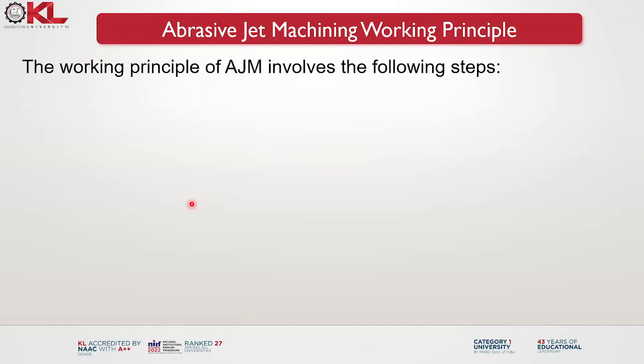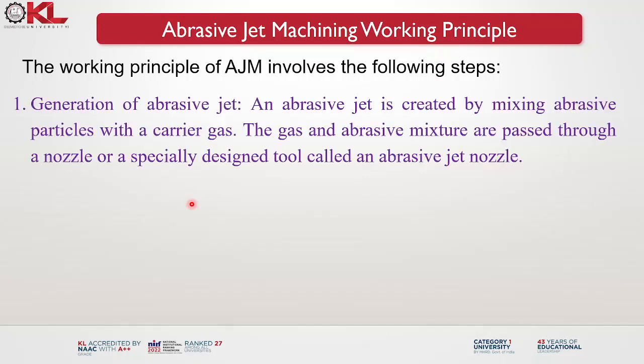Now let us see how it works. The working principle of abrasive jet machining involves the following steps. The first one is generation of the abrasive jet. An abrasive jet is created by mixing abrasive particles with a carrier gas. The gas and abrasive mixture are passed through a nozzle, or a specially designed tool called an abrasive jet nozzle.